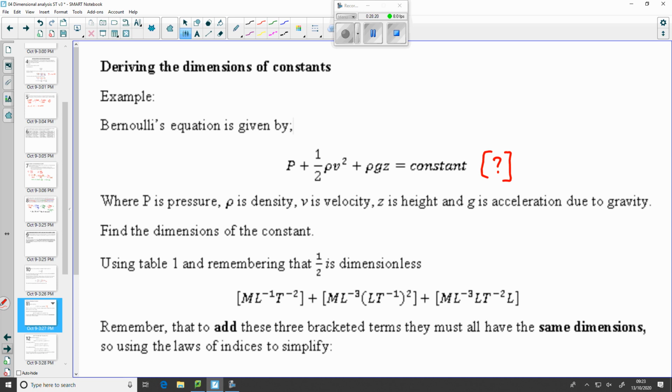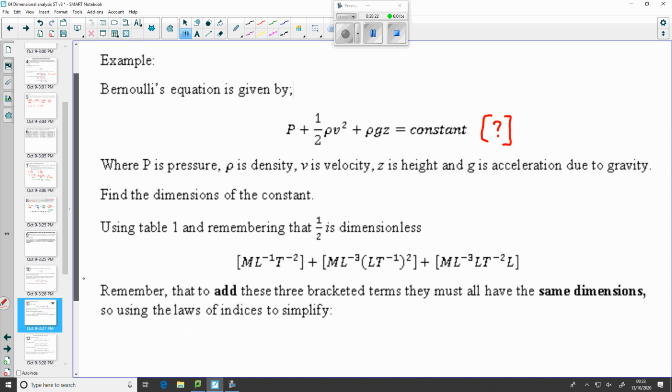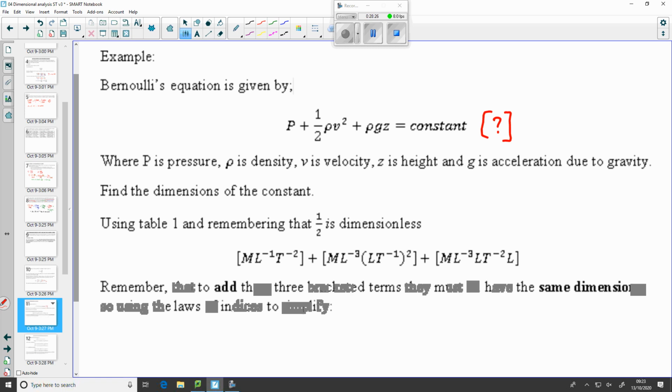So if we look at that, and we look back at our table, this half is just a constant and it's dimensionless. So you can forget that. It doesn't have any dimensions anyway. P, pressure, has dimensions of M L to the minus 1 T to the minus 2. So that's the P bit. And then rho is density. What are the units of density? Units.